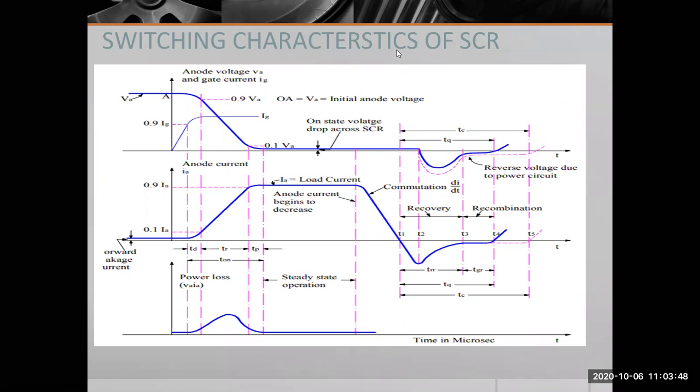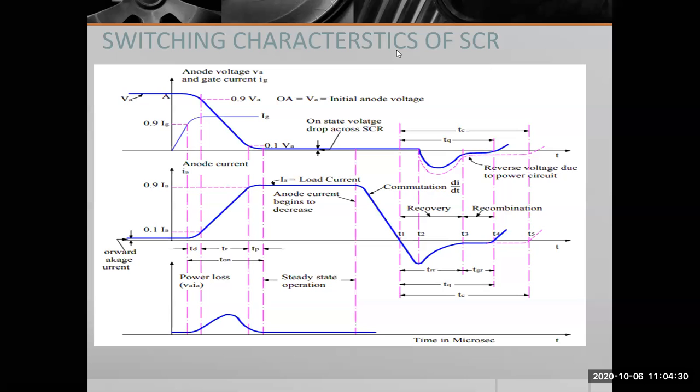One more point I am adding here: TC should be greater than TQ. Then by what factor should it be greater? I am saying that TC should be greater than TQ for successful commutation. To successfully turn off the SCR, the condition is TC should be greater than TQ. The difference between these two parameters is a safety factor. TC is equal to safety factor times TQ. That is the factor we should remember.